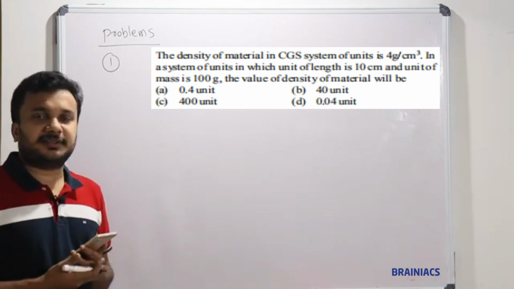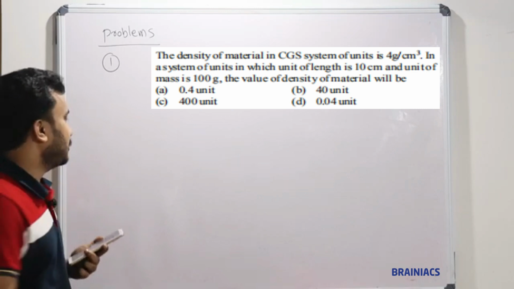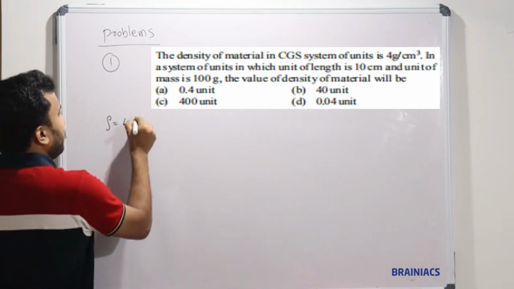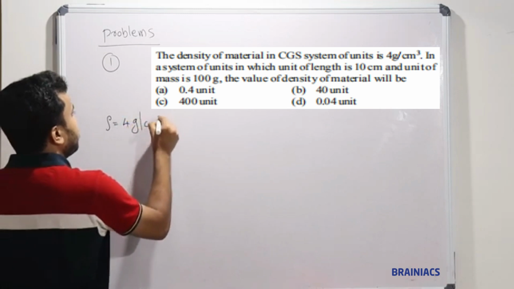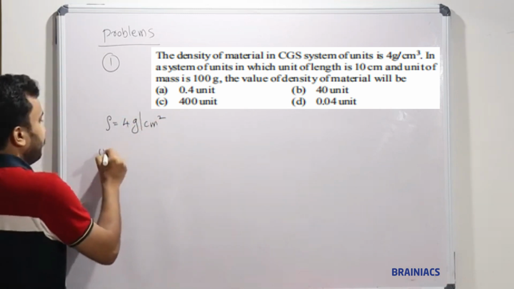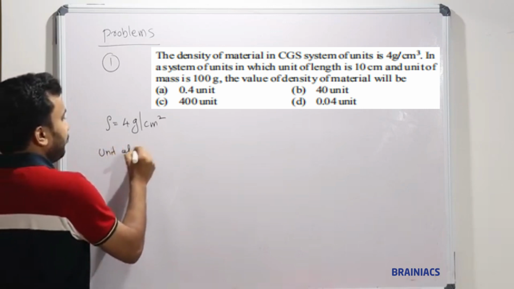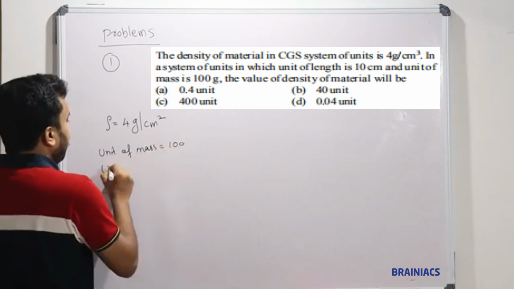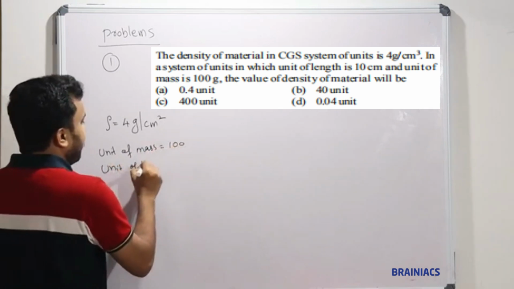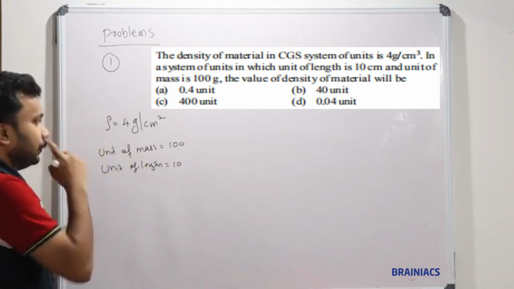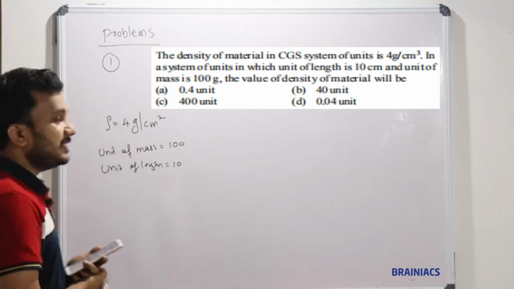We will list the things which are already given in the question. For example, density rho is given as 4 gram per centimeter cube. The unit of mass they have given is 100, and the unit of length they have given is 10. Okay, so this is in the CGS system.